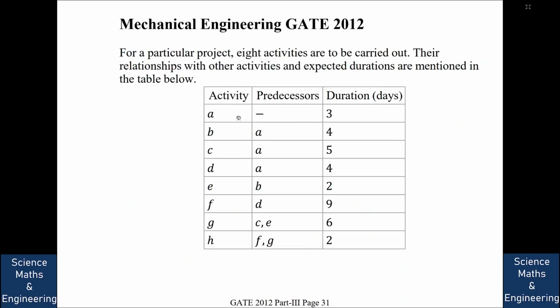For a particular project, 8 activities are to be carried out. Their relationship with other activities and expected durations are mentioned in the table below. So we have the activity, the predecessor, and the duration. As you can see, A is the activity, it has no predecessor. B, C, and D have a predecessor of A. E has a predecessor B. F has a predecessor D. G has predecessors C and E, and H has predecessors F and G.